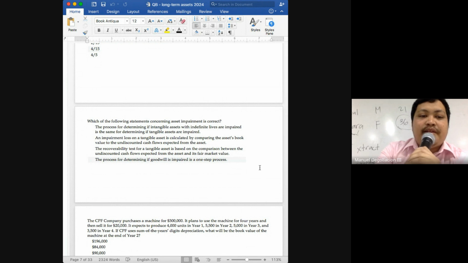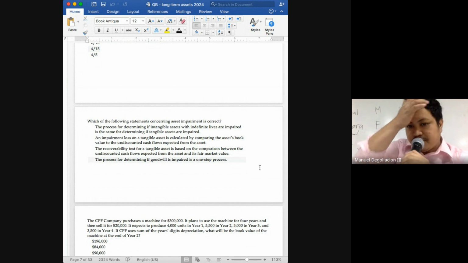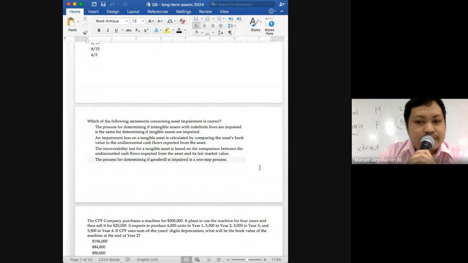The recoverability test for a tangible asset is based on the comparison between the undiscounted cash flows expected from the asset and its fair market value. Again, what's wrong here? How do you perform the recoverability test? Compare the book value and the undiscounted cash flows expected from the asset. The correct answer here, class, would be letter D, or the fourth choice.